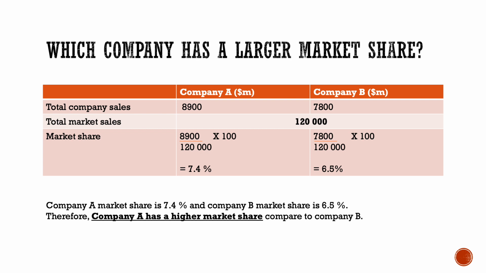And for company B, it is 7,800 divided by 120,000 multiplied by 100, the answer is 6.5%. Therefore, company A's market share is 7.4% and company B's market share is 6.5%. Hence, company A has a higher market share compared to company B.